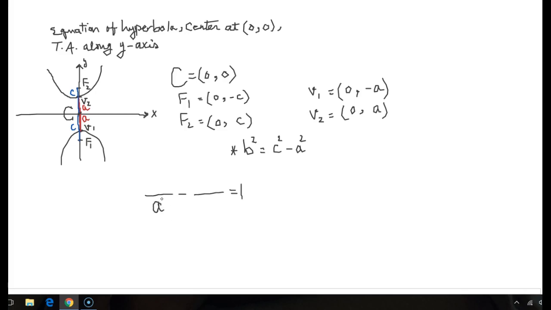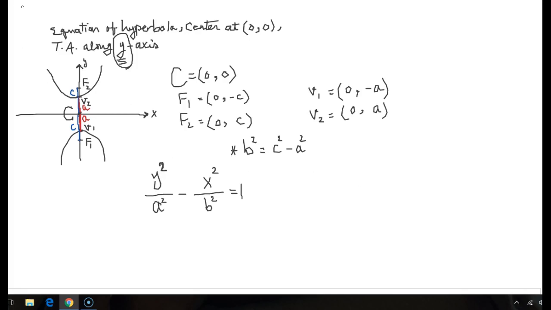The first denominator is always a squared. The second denominator is always b squared. Now, wherever the transverse axis is, that variable goes in the first numerator location. Because here we are saying the transverse axis is along the y-axis, the equation starts with y squared, and then the second numerator is x squared. So that's the equation of such a hyperbola. When you see y squared as the first numerator, it means the transverse axis is along the y-axis.